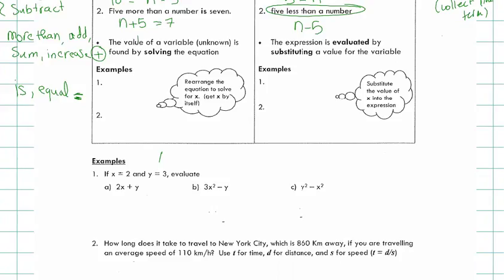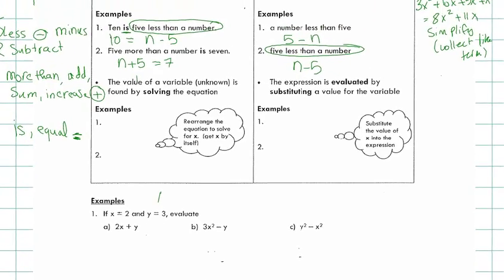So let's solve for this question right here. For example, number 1, let's solve for it. I have 10 equals n minus 5. If I want to solve for n, what do I have to do? We did that earlier. I want to isolate for n. In this case, it's an n, not an x. If I want to isolate for n, what do I have to do?